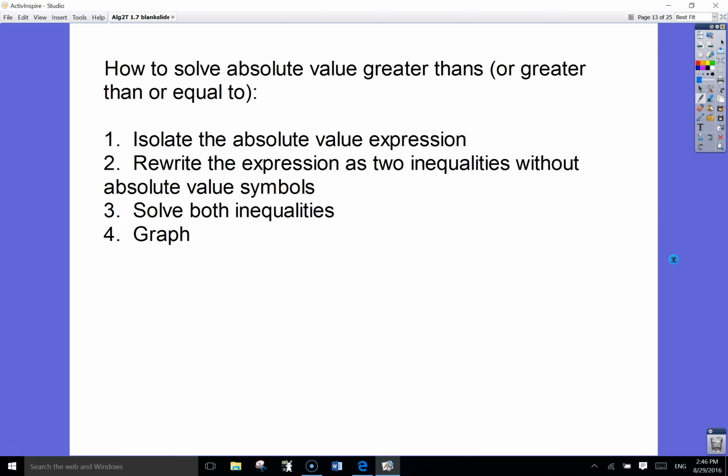Okay, now we're going to get into the absolute value inequalities. Okay, and there's two kinds. There's absolute value greater thans, and there's absolute value less thans. So first we're going to do absolute value greater thans. And I say that it means greater than or equal to. Okay, we still need to isolate both sides. For an absolute value greater than, we're going to rewrite it as two inequalities without the absolute value symbols. And to be proper, I should have said not expression, but equation.